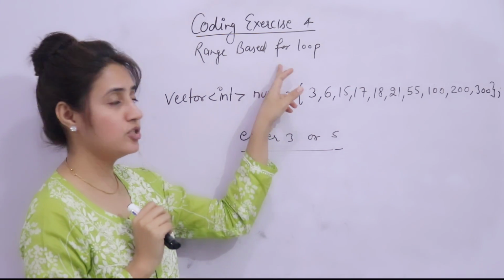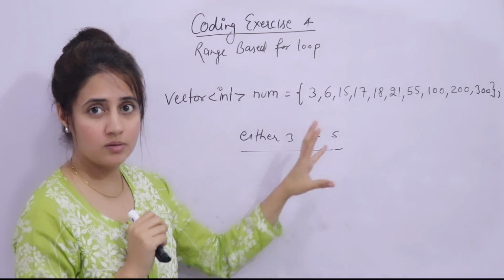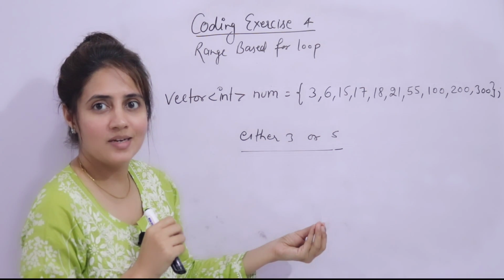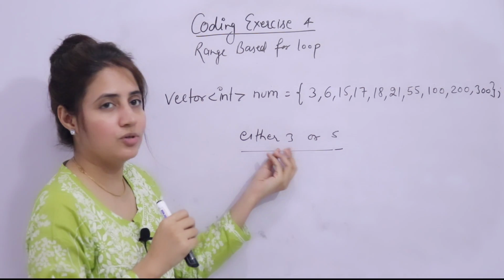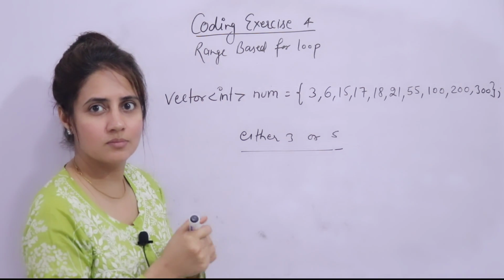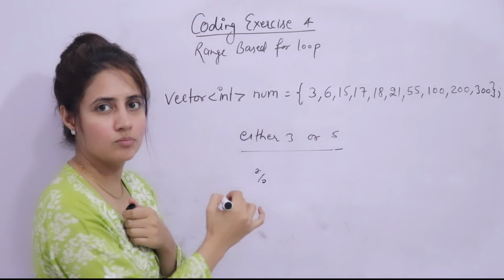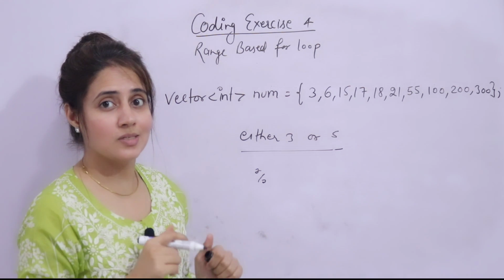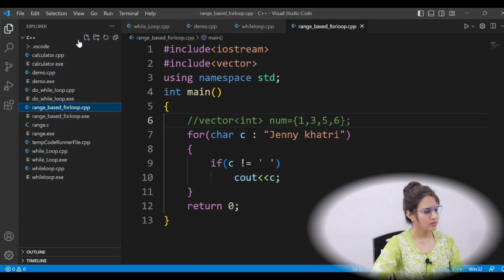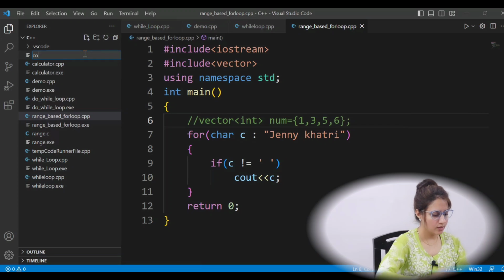If you have an idea about the range based for loop and how to use it, and how to find out if a number is divisible by 3 or 5 or any other number, we use the modulo operator. So now let's pause the video and try this out. Okay, I hope you have tried this out. Let's do this together.